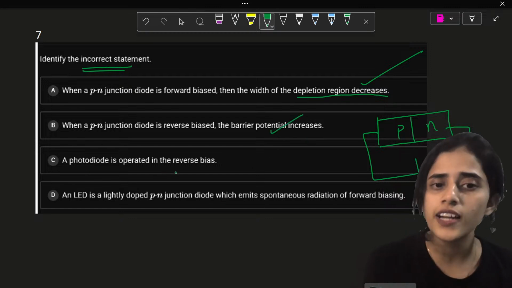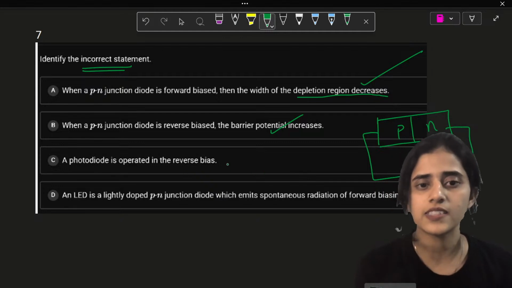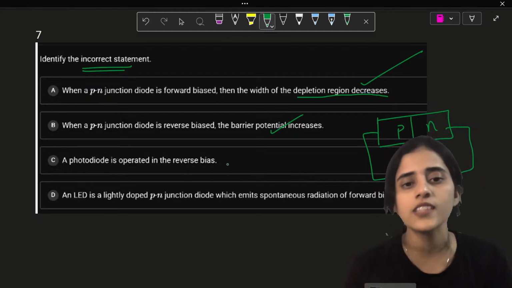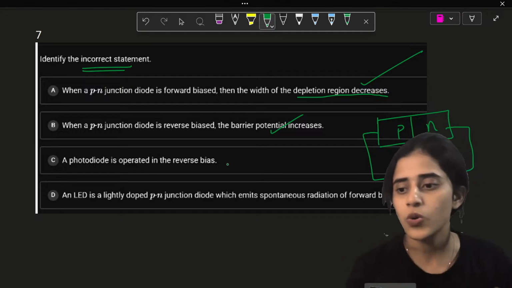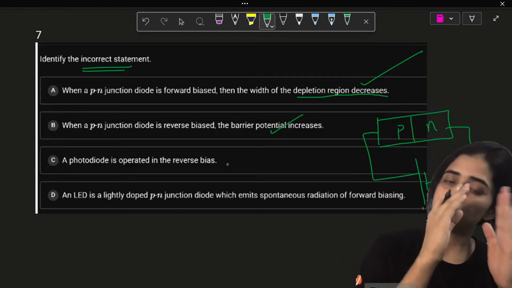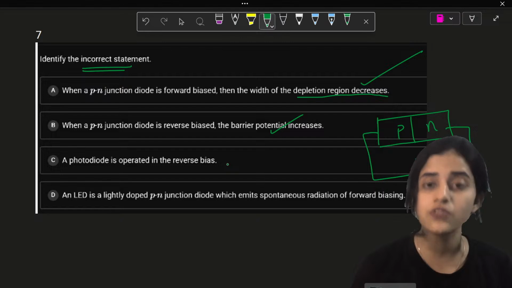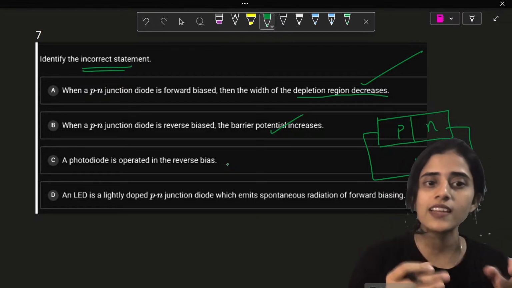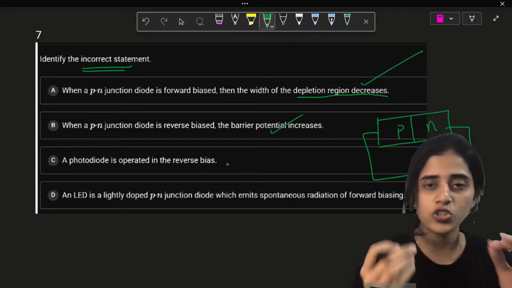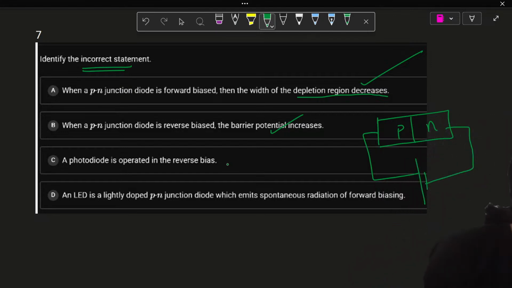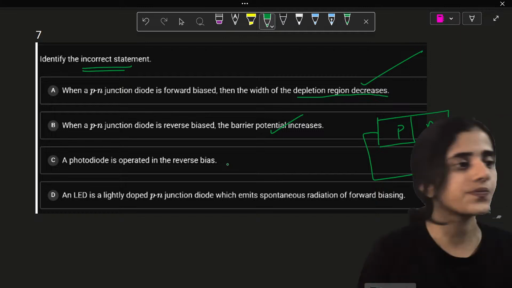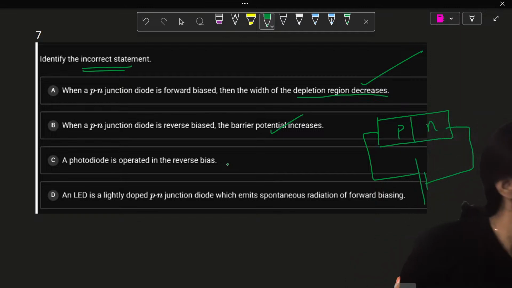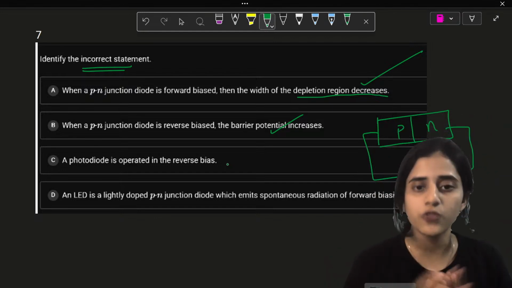A photodiode is operated in the reverse biased. Yes, a photodiode is operated in the reverse biased. What is reverse biased? P type connected to negative, N type connected to positive. So in the reverse biased, only then, see a photodiode, what should a photodiode do? Quickly, someone tell me what should a photodiode do?